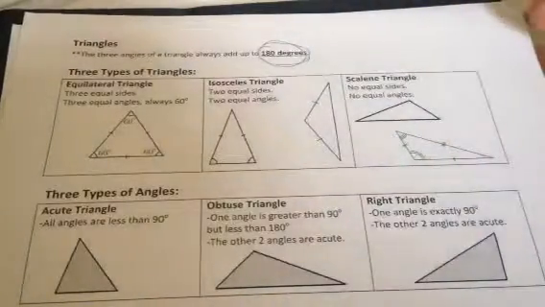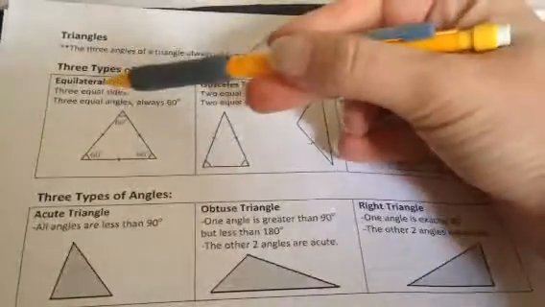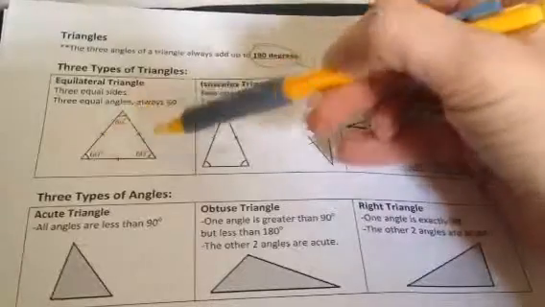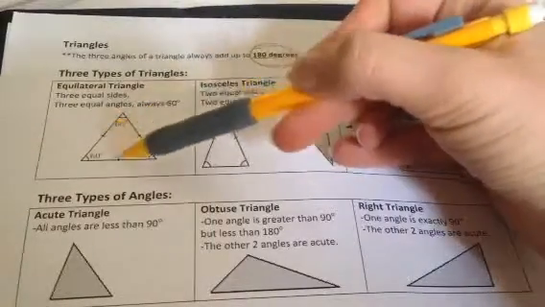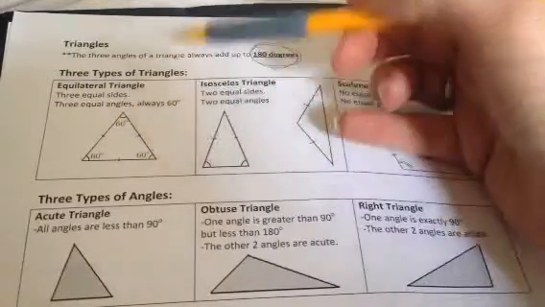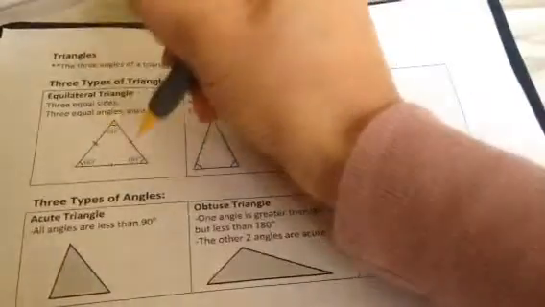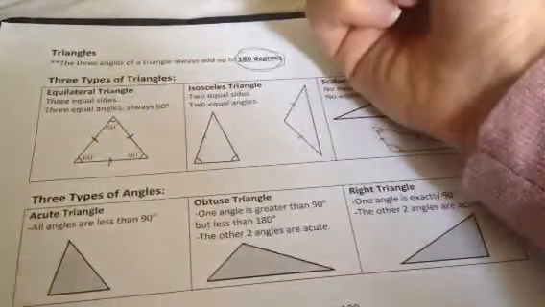So there are three types of triangles. The first one is an equilateral triangle. All that means is that all three sides are the same length and all three angles are the same. So because all the angles have to be the same, they're always just going to be 60 degrees. These little tick marks here that were in the picture just mean that all of the sides are the same length.